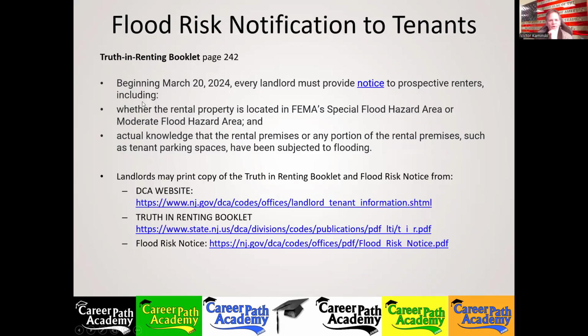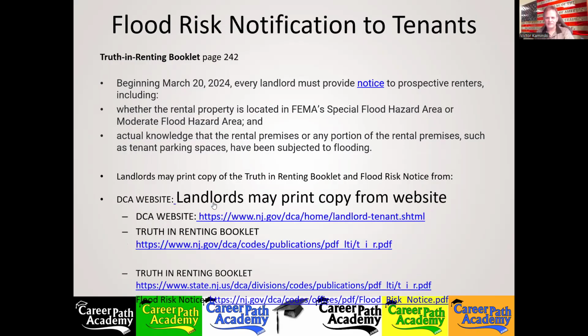All right. Beginning March 20th, 2024, landlords must provide a notice to prospective tenants about FEMA's special flood hazard areas, moderate flood hazard areas, and an acknowledgement of the rental premises if any of the rental premises, such as tenant parking spaces, have been subjected to flooding in the past, et cetera. Okay, apparently on this slide, we're going to have to update that as well. The landlord tenant link. There we go. Cool.